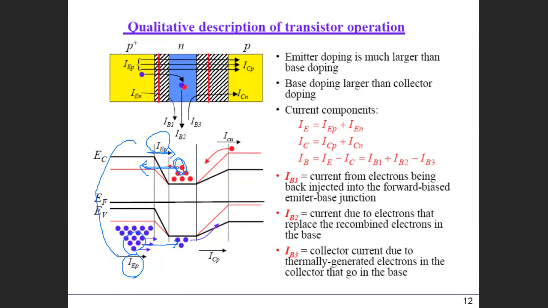So if you look at the total emitter current, you can see that from the hole current plus this electron current, you have the total emitter current. So that contributor is the emitter current. Again, as I mentioned, because the emitter side is higher doped, the magnitude of this emitter hole current is much larger than the electron current in the emitter side. Now that's the first part that happens.